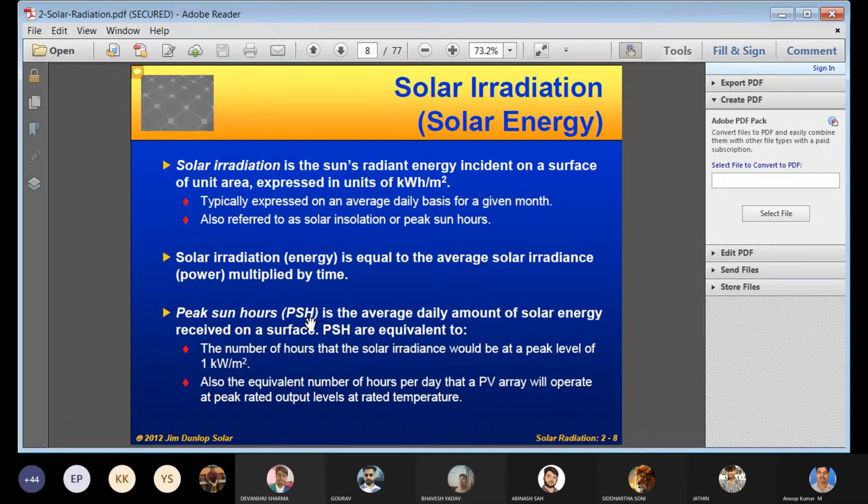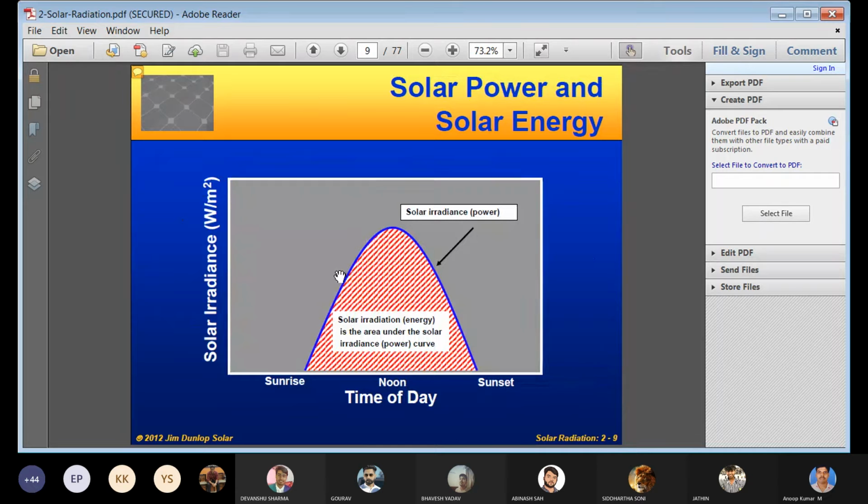So 1 kilowatt per meter square will not be there all the time, but still we can express it in its equivalence. Suppose solar radiation is there for 10 hours. We can say that effectively solar radiation is there for 3 hours with 1 kilowatt per meter square capacity. So that is the meaning. So it is the equivalent number of hours per day that the PV array will operate at a peak output level at a rated temperature.